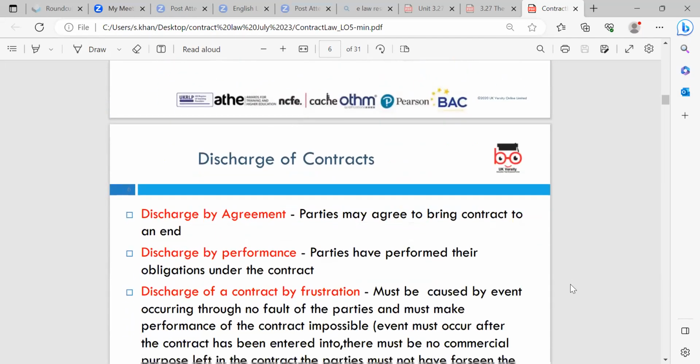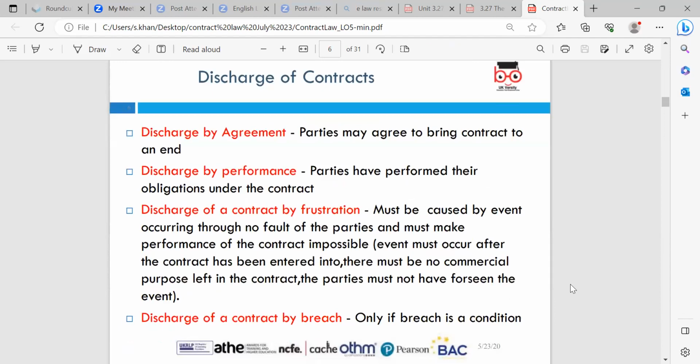Discharge of contracts. Now we looked at discharge of contract in Learning Outcome 4. Now we're going to look at it a little bit more in Learning Outcome 5. Discharge by agreement. So this is where parties may agree to bring a contract to an end. Discharge by performance. So this is where parties have performed their obligations under the contract.